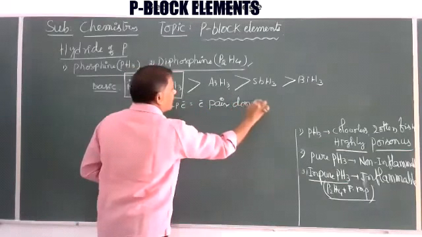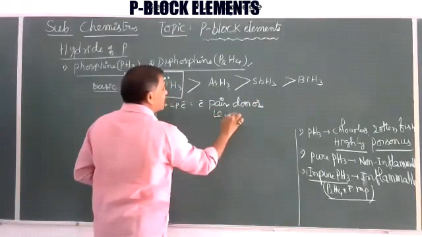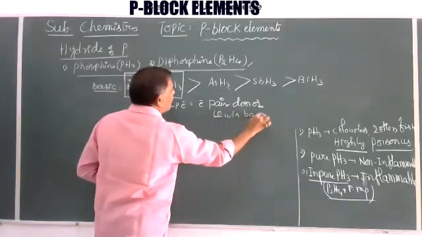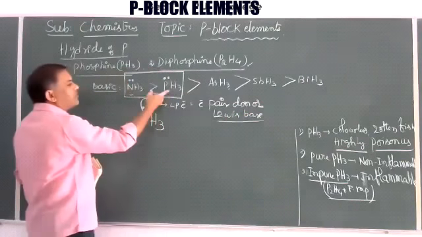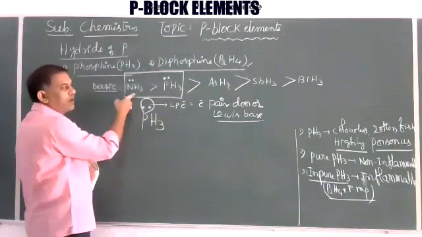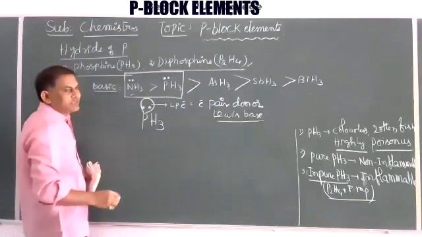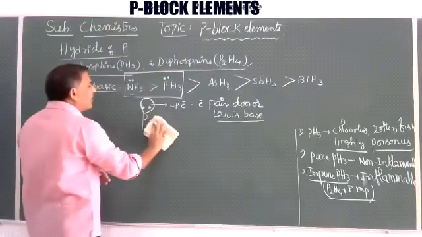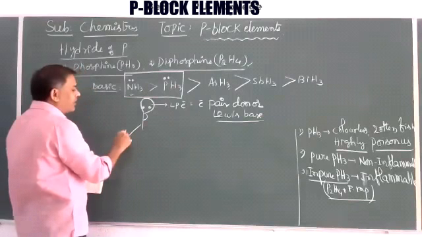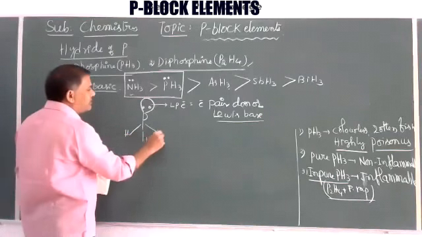An electron pair donor is a Lewis base. Just like ammonia, it is also a Lewis base. But its basic strength is less compared to ammonia because the size increases. Around phosphorus, the 3 hydrogen covalent bonds are there.